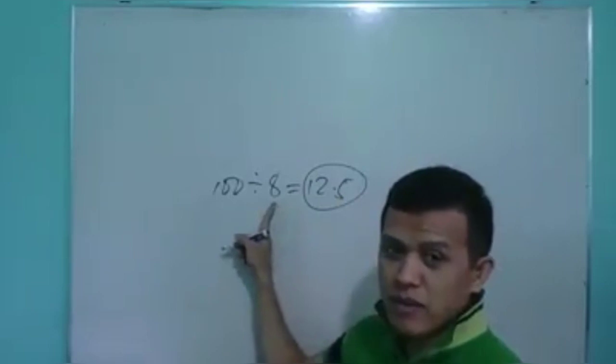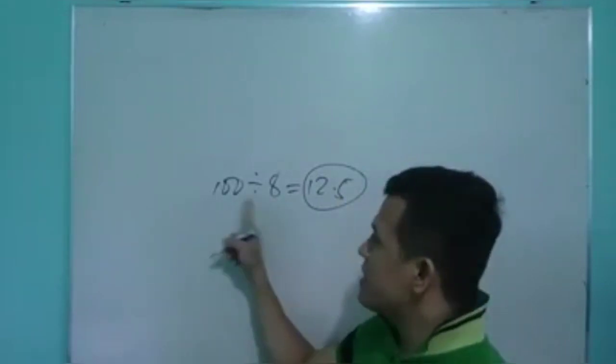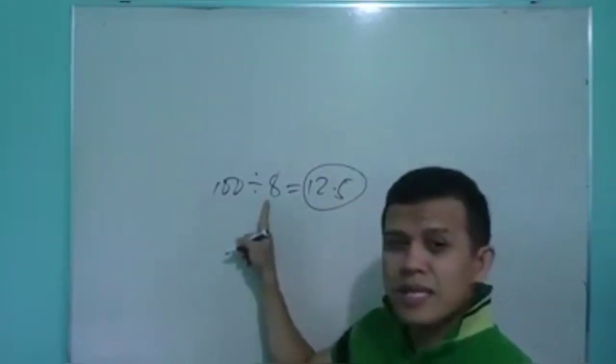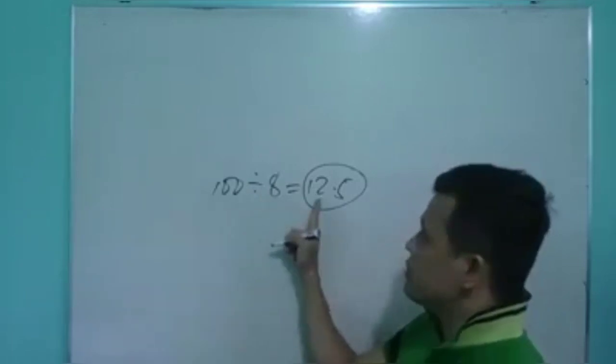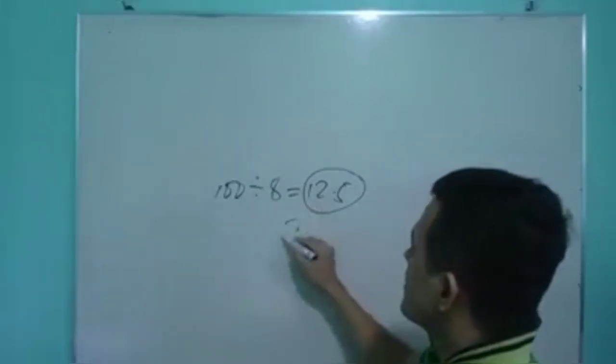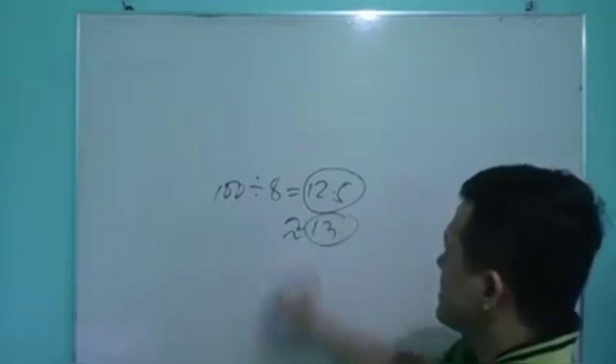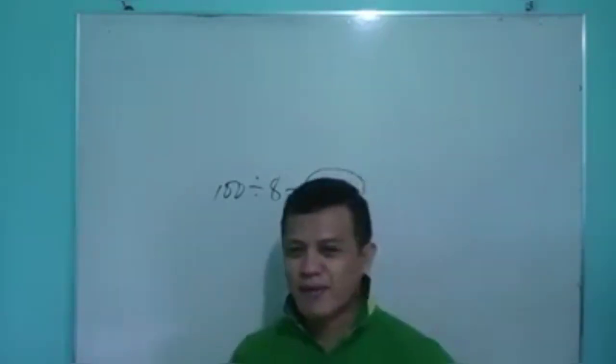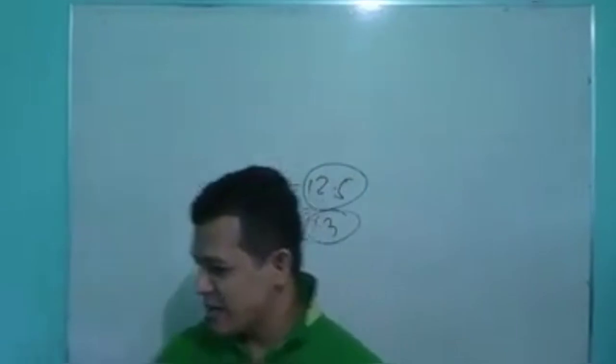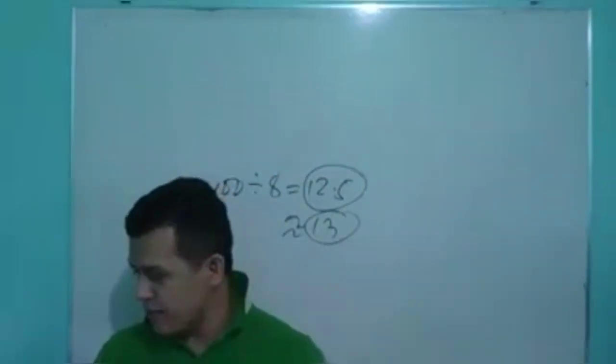So one table has 8 people, and there are 100 people. So we divide by 8 so we can determine the number of tables. Okay? So there are 12.5 tables, or you can say 13 tables maximum, because we cannot have half a table. Anyway, so the answer there is letter B, which is 13.